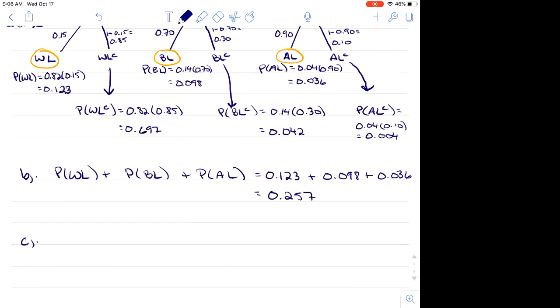So, what % of people who are lactose intolerant are Asian? Okay, so same as before, right? Now we're saying, of these people, of the 0.257, how many of those are in the AL group, Asian and lactose intolerant? So we know the probability of AL is 0.036 divided by 0.257, sorry. Don't know where the 8 came from.